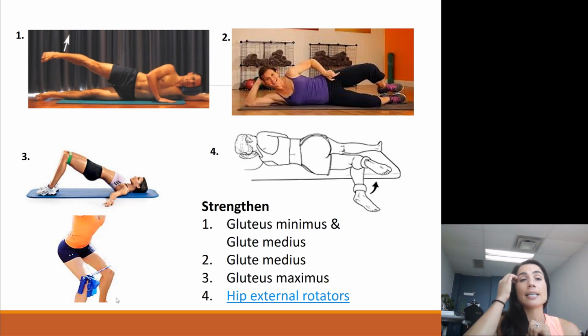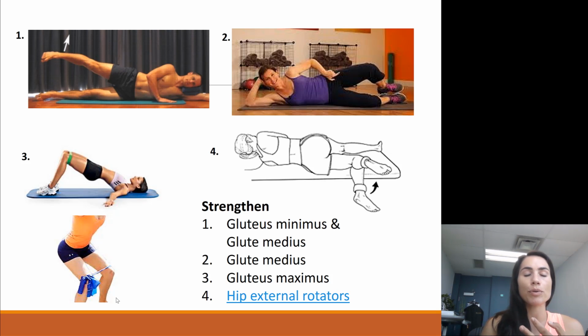Now looking at different strengthening exercises to help with someone who has valgus knee, working on that glute min and med, that's picture 1. Picture 2 is working at that glute med and minimus. So again, making sure that we understand the differences between our glute min and glute med is really important. Number 3 is going to help with glute max. Any kind of major hip extension is going to help.